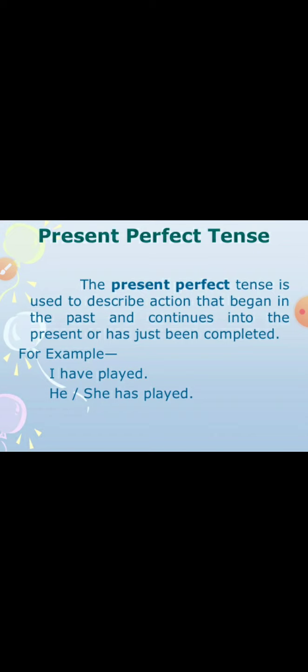Present perfect tense is used to describe an action that began in the past and continues into the present or has just been completed. An action that has taken place in the past and now it has been completed. Just been completed.